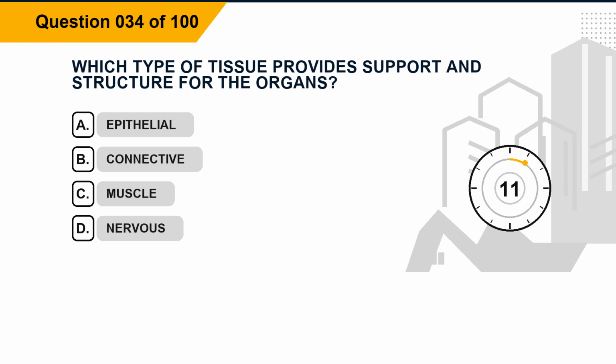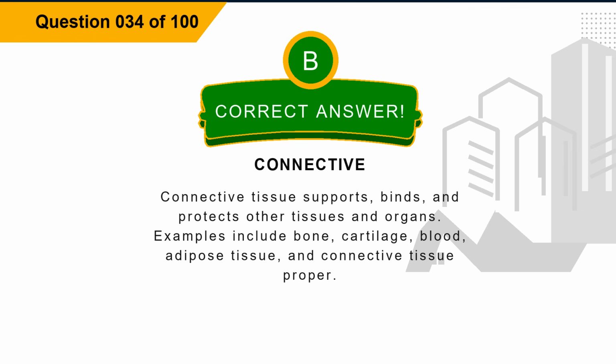Question 34. Which type of tissue provides support and structure for the organs? Option A, epithelial. Option B, connective. Option C, muscle. Option D, nervous. The correct answer is option B, connective. Explanation. Connective tissue supports, binds, and protects other tissues and organs. Examples include bone, cartilage, blood, adipose tissue, and connective tissue proper.